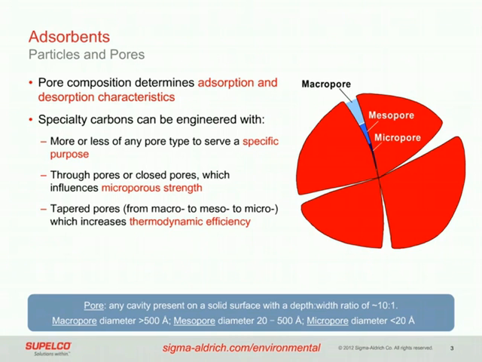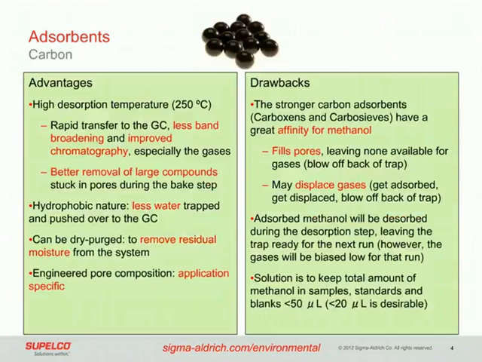We can also engineer those pores to be tapered, like in the diagram, from a macropore tapering down into a mesopore, and then eventually down to a micropore. And that will greatly influence the thermodynamic efficiency, both getting analytes trapped and also having analytes desorb back off the trap. So without further ado, we'll go into the three types of adsorbents.